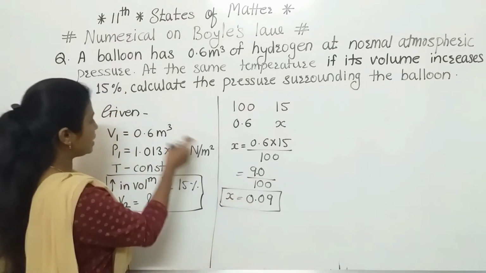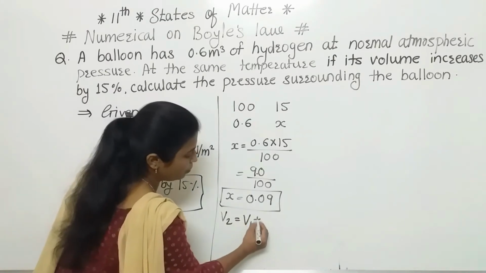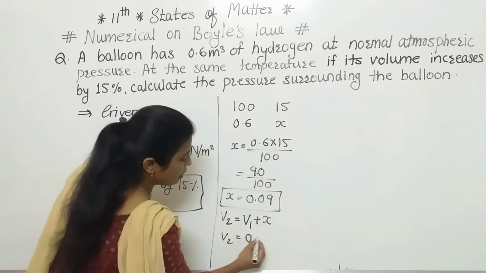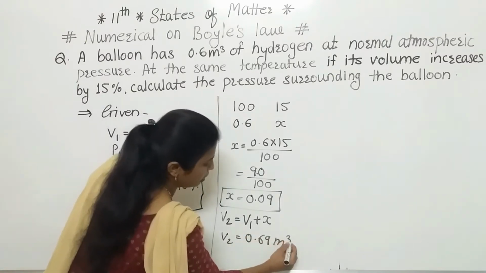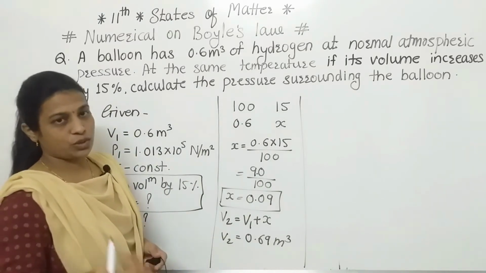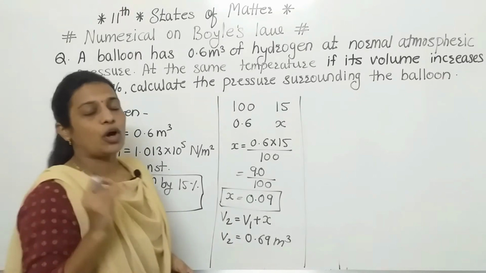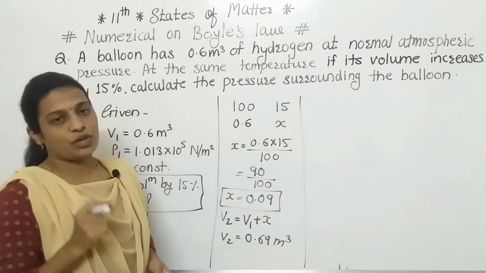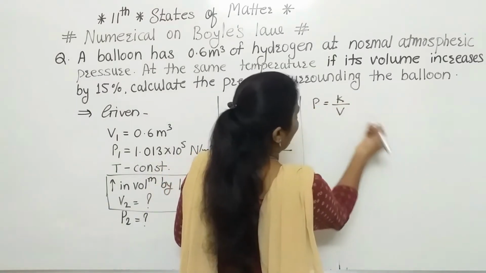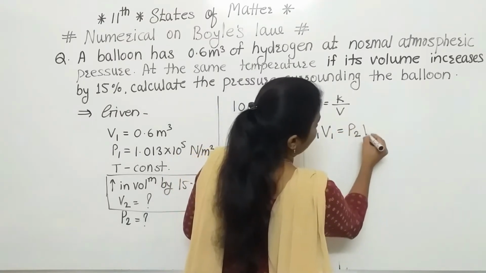So V2 is equal to V1 plus X. So V2 will be 0.69 meter cube. Now here we got all the values. Now which formula we have to use? See, already they have given that temperature is constant. As we know that at constant temperature, pressure is inversely proportional to volume. So P is equal to K by V. According to that, we know the formula P1 V1 is equal to P2 V2.